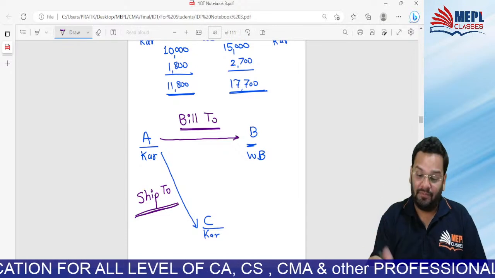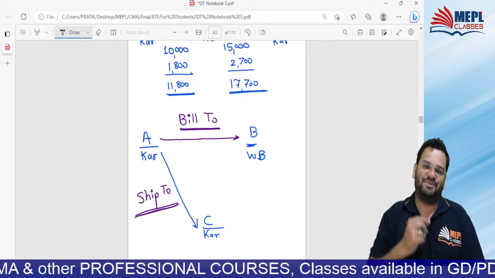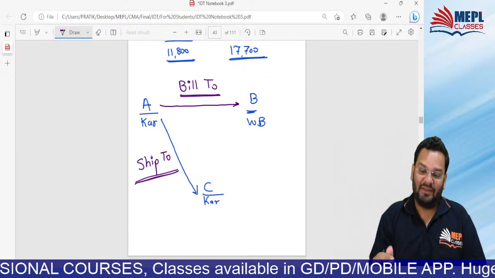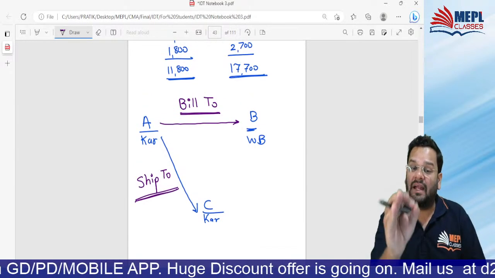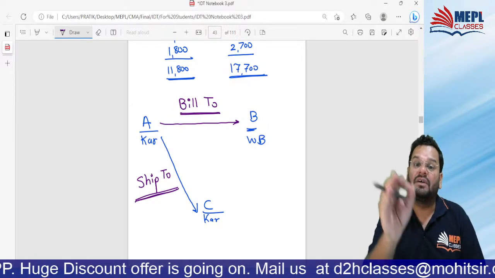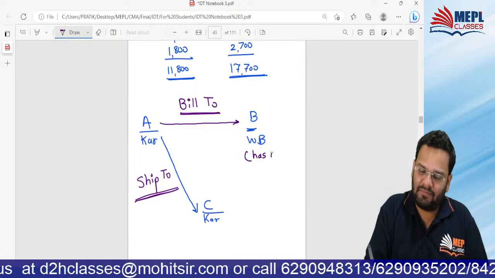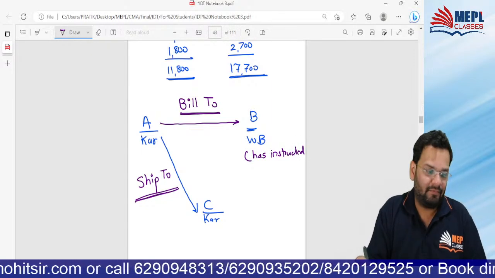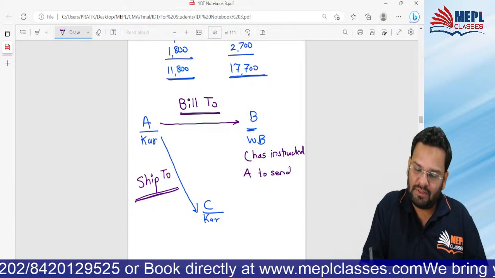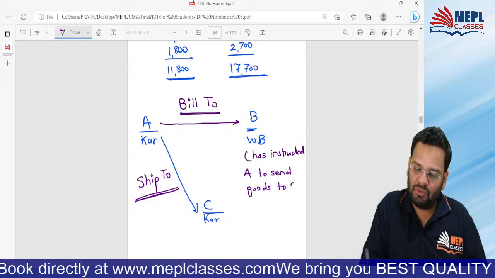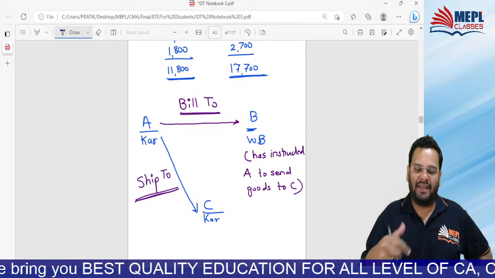Now, in this case, when C receives the goods, it is deemed that B has received the goods. Got it? It is deemed that B has received the goods when C receives the goods, and accordingly, this condition that goods or services should be actually received gets satisfied for B. Is it clear? B has instructed A to send goods to C. Okay. Monica, you have doubt in this? Should I explain this again to you?